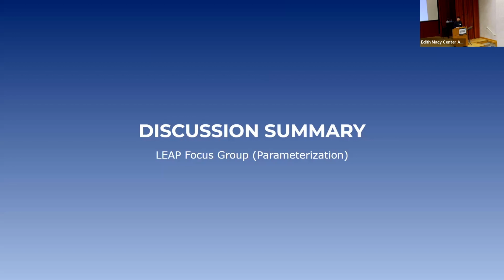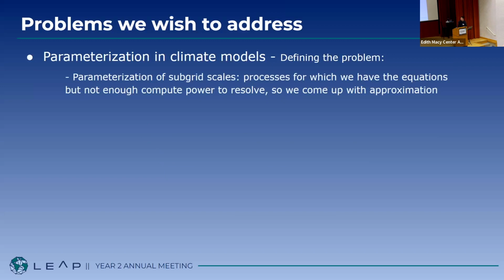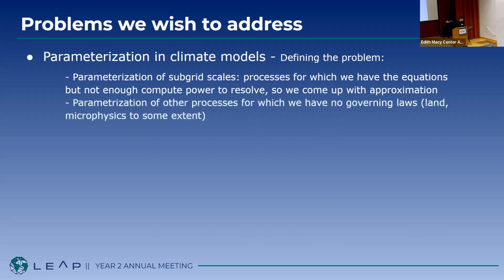Hello, I'm Jerry again. I led the focus group for parameterization, and to summarize the problem: we have subgrid scales, and we need to find a way to create shortcuts for the processes at those scales. Typically, they require a lot of compute power, but we can potentially get good approximations with machine learning. We also have processes that we don't have governing laws for, in which case more computational power won't help at all.